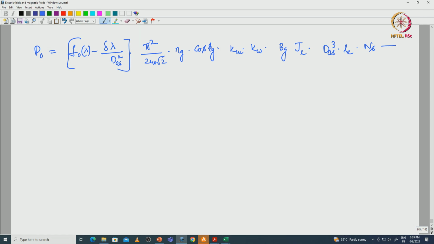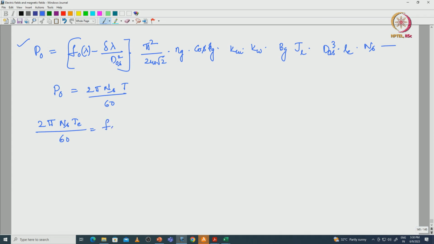Now we will analyze the torque equation. If we represent the mechanical power in terms of speed and torque, where Ns is the synchronous speed, that equation is 2 pi Nt by 60. By utilizing these two equations, we can derive the equation for the torque developed by the machine.